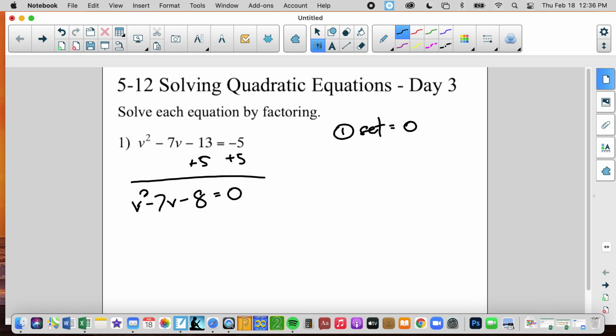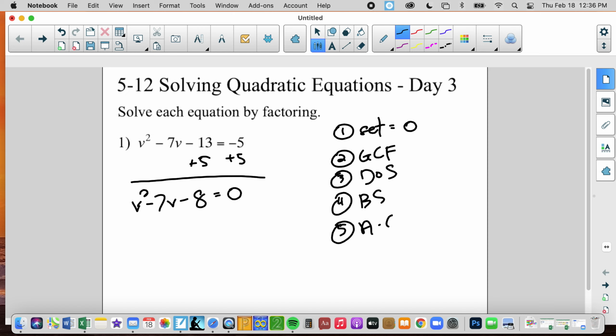Now that it's equal to 0, I'm going to look at that left side of the equation. I'm going to try to factor it. First thing I'm going to look and see, is there a greatest common factor amongst those three terms? And there is not. Is it the difference of squares? No, it doesn't have two terms. Is it a binomial square? No, second sign is not positive.